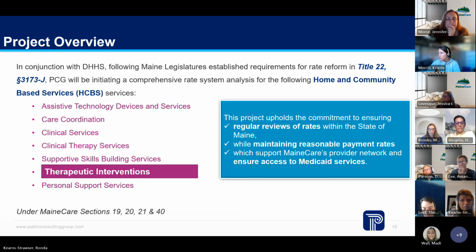On the next slide. So again, following the established requirements for the rate reform process, this project focuses on home and community-based services, including assistive devices and services, care coordination, clinical services, clinical therapy services, supportive skill building, therapeutic interventions, which today's meeting specifically is focused on sections of policy 19, 20, 21, and 40. In personal support services, again, will be the entire focus of this project when you look at this as a whole. I do want to note that other projects are occurring simultaneously with other partners in MaineCare during the same time frame, which are reviewing other sections, payments, rates, and codes. So if you are not seeing a section listed here, please check the rate reform website for other projects ongoing.